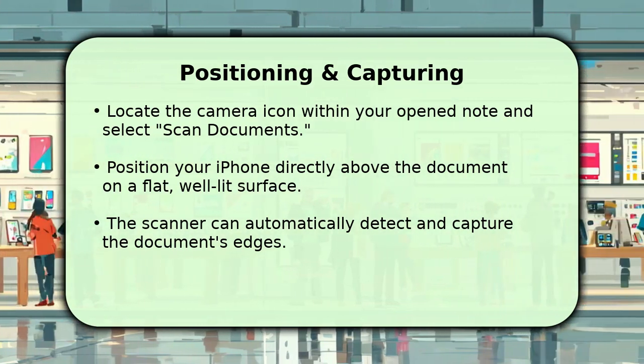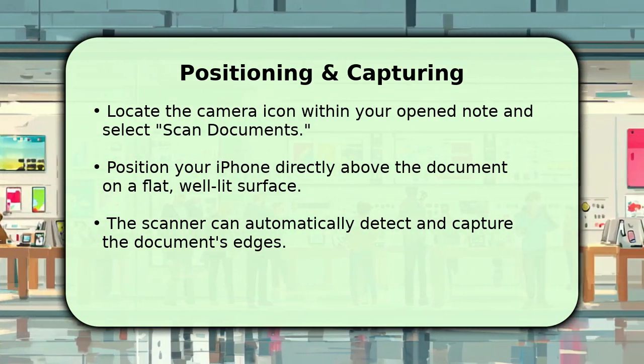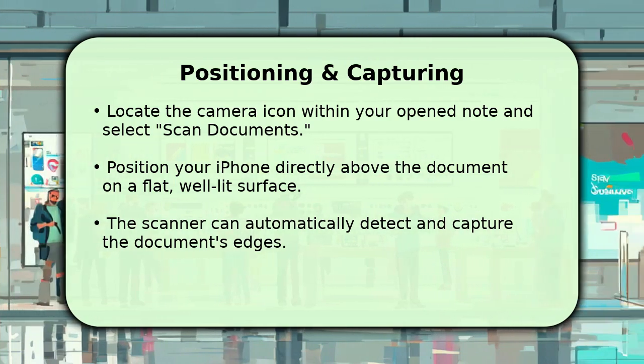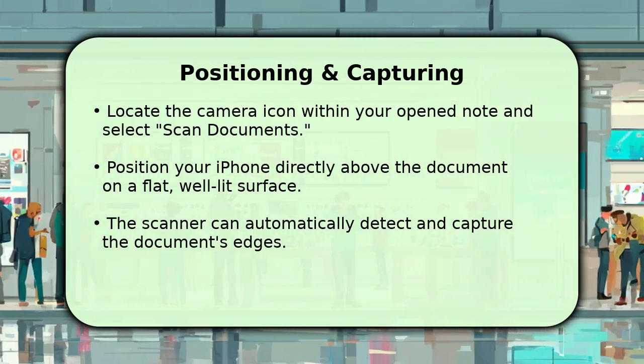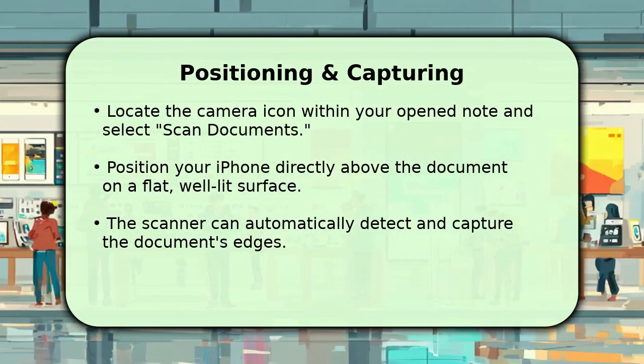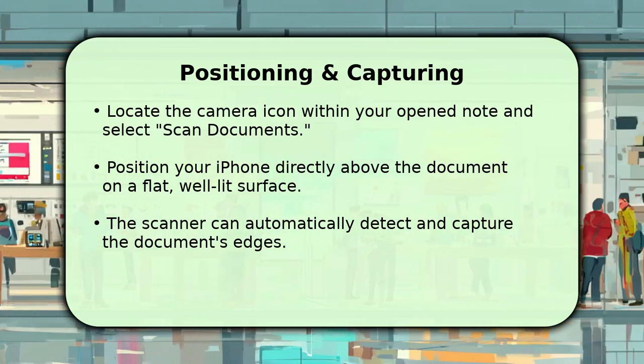Now, hold your iPhone steadily over the document. Ensure there is good, even lighting and avoid shadows falling directly on the paper. The intelligent scanner will automatically detect the document's boundaries, outlining it in yellow, and often takes the picture for you. If it doesn't auto-capture, simply press the shutter button.